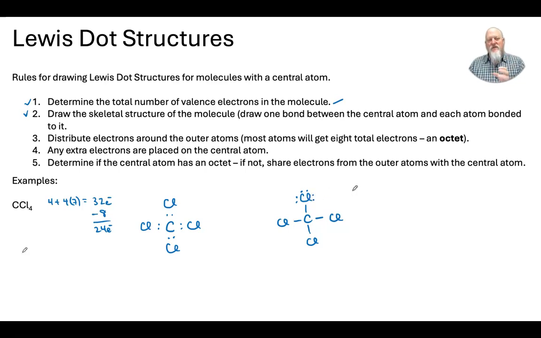Remember, lone pairs are pairs of electrons that aren't bonding, but they exist on one atom. So I'm going to do that for each of these. So each of the chlorines is going to now have 8 electrons around it. 6 of the electrons are in those lone pairs, and then there's the bond, which is 2 more electrons. So notice the carbon, since it has 4 bonds around it, has 8 electrons around it. So the shared electrons count for both atoms that are bonded together.